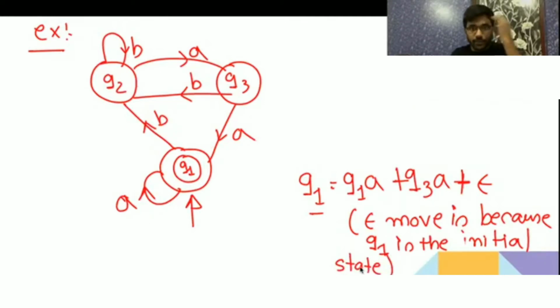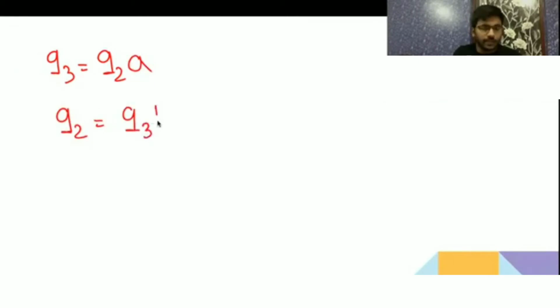Now for Q2 also we have to give the transition, and Q3 also. So now we will give the equation for Q3. How can we reach Q3? By getting A from Q2 we can reach Q3. Now for Q2, how can we reach Q2? Q2 we can reach by Q3 with B plus Q2 with B plus Q1 with A. So Q2 I can reach by Q2B, Q1B and Q3B.